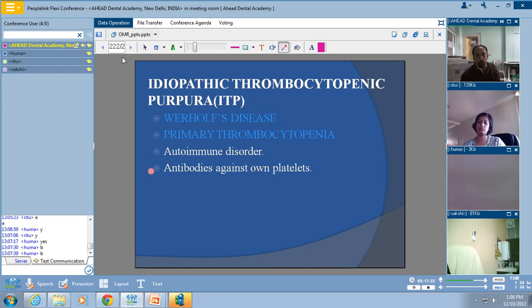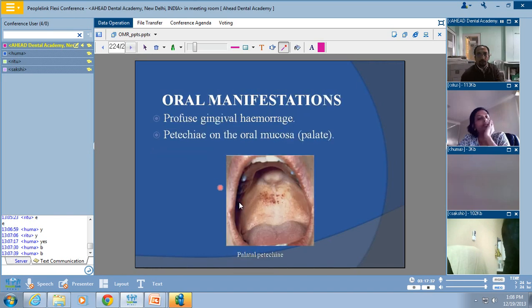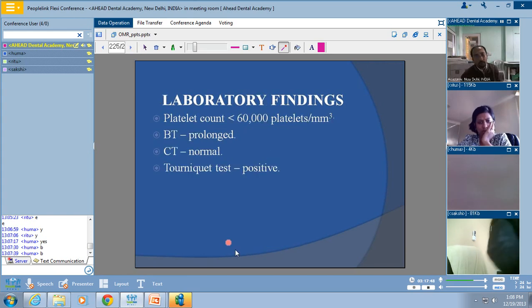Clinical features, I think all of these are very standard. Purpuric and hemorrhagic lesions, epistaxis, bleeding in the urinary tract and GIT. Oral manifestations: petechiae can be seen very well on the oral mucosa. Platelet count. Remember, in any platelet disorder, the bleeding time is prolonged.